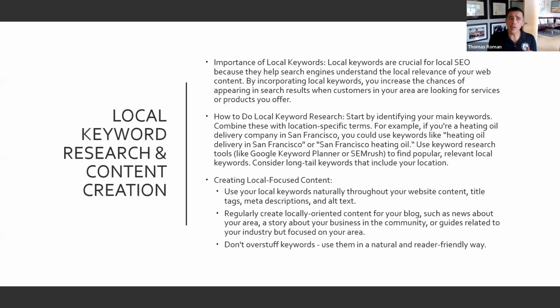So local keyword research and content creation. Now we're getting to what's called the on-site part of local SEO. So first thing we want to do is define the keywords that are crucial for our success. So we want to research our service keywords and our geographical keywords, the places we want to be found. So usually it's a radius around the business, how far they would travel, the fuel delivery company.